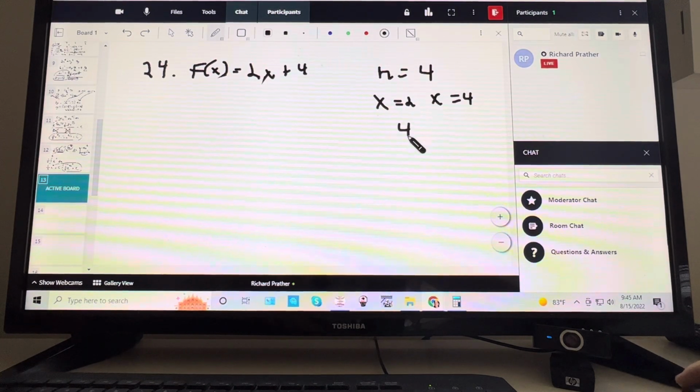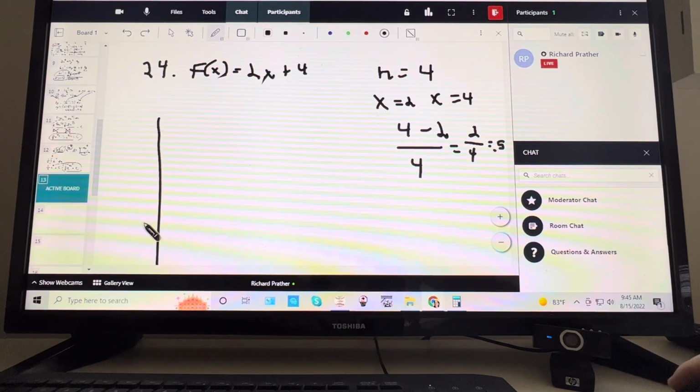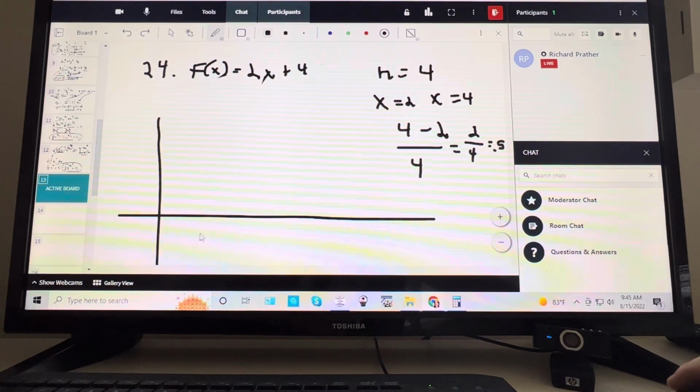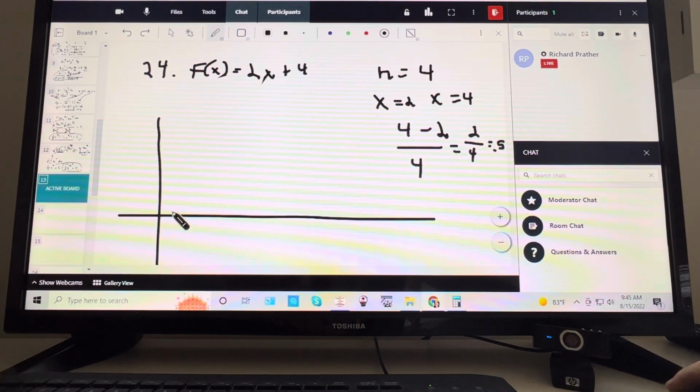So if you do 4 minus 2, the two endpoints, over the number of rectangles you want, that's the width of each rectangle. I need 4 rectangles that have a width of 0.5. So let me go half, 1, 1.5, 2, 2.5, 3, 3.5, 4. So we're going to have these 4 half width rectangles.